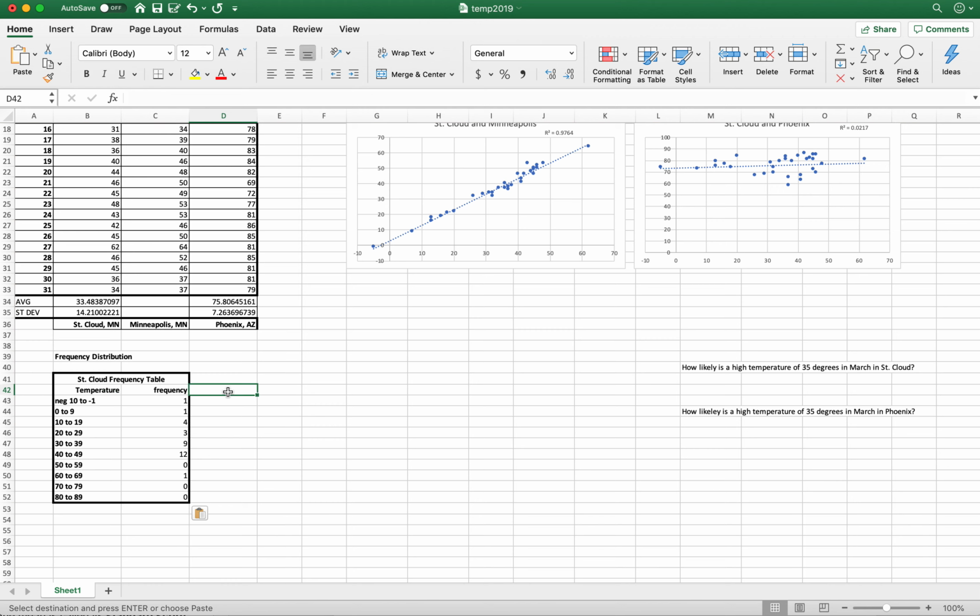So let me make a new column, call it temperature. And then instead of the frequency, I want a number between 0 and 1, which would be the relative frequency. All right, and for the temperature, I'm just going to pick the middle of each of these bins. So it go with -5, +5, 15, and so on.